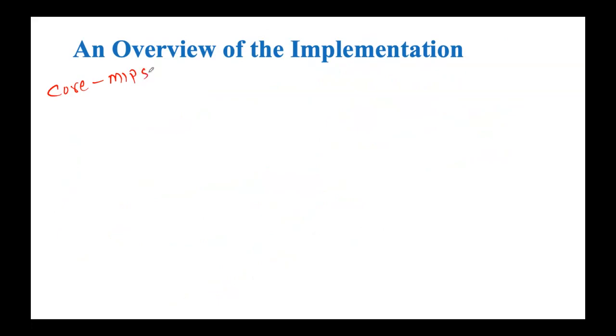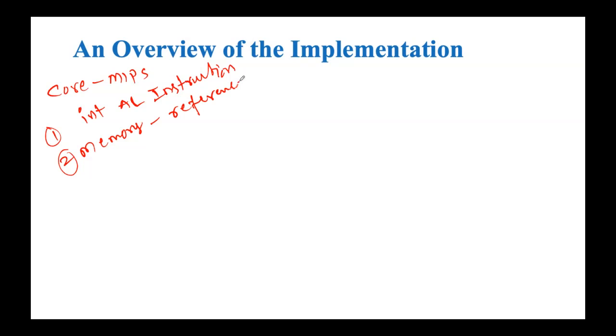In the overview, the core MIPS instructions include the integer arithmetic and logic instructions. So we look at the core MIPS instructions that include one, your integer ALU instructions; another one, the memory reference instructions; and the third one, the branch instructions.